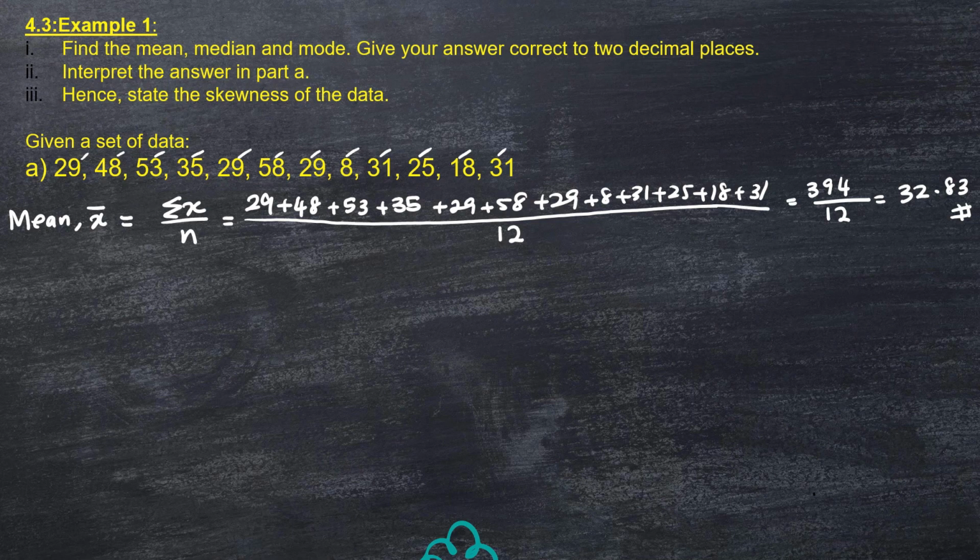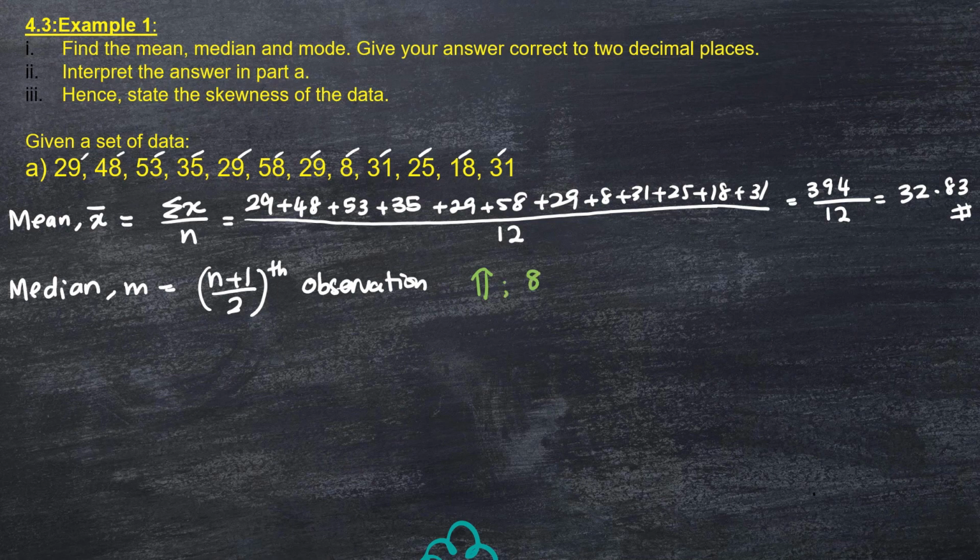Next we have median. Median we can write as small m. So median is the (n plus 1) over 2 observation. You have to understand this is not our median yet, it is just our observation. For this one, you need to arrange the data. I choose to arrange it in increasing order.